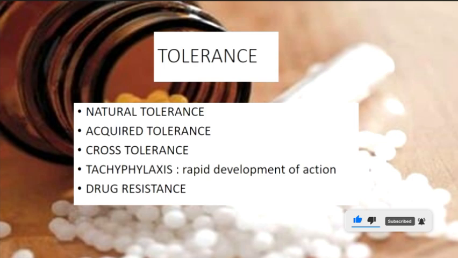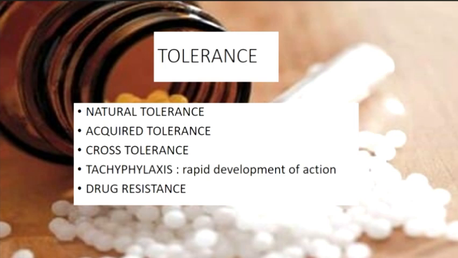Next, cross tolerance. This can develop against related drugs, like alcohol users having relatively more tolerance to sedative drugs. Next, tachyphylaxis means fast protection, that is a rapid development of tolerance. When a dose or drug is administered repeatedly, they will form a fast tolerance to that, that is called tachyphylaxis. Examples are epinephrine, nicotine, etc.